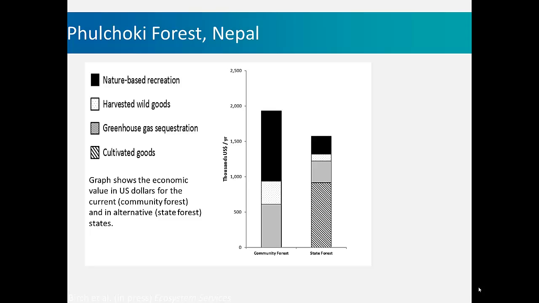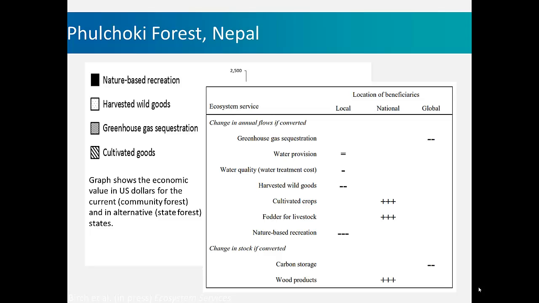So in all of our results, we haven't only provided information like this, which shows the net difference in terms of economic value of services between two states, but also information on what that means for beneficiaries. So this second table here shows in a quantitative way where negative values mean that that beneficiary group will lose out. Positive symbols mean that they will gain from a change in state, and the equal sign there means that there would be no significant change in the service to that beneficiary group. So this hopefully enables people to see the overall effect of a decision on the provision of services to different people.